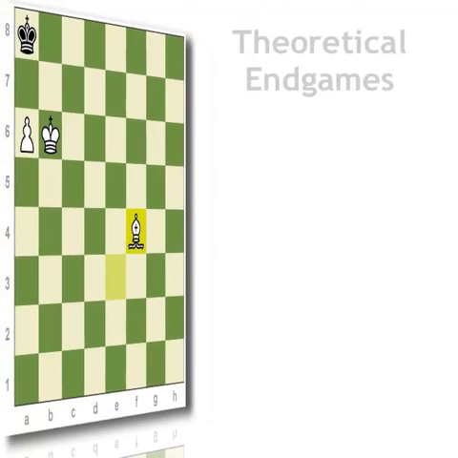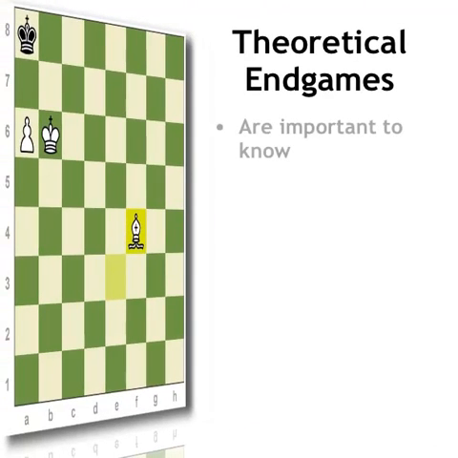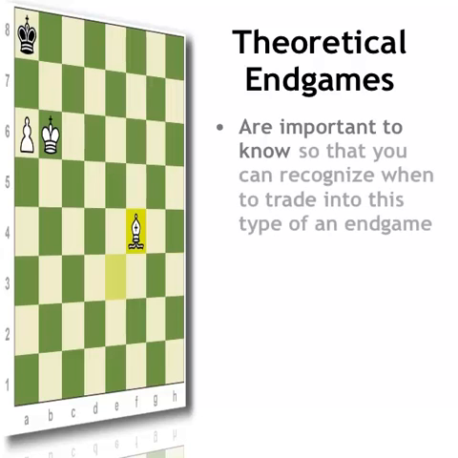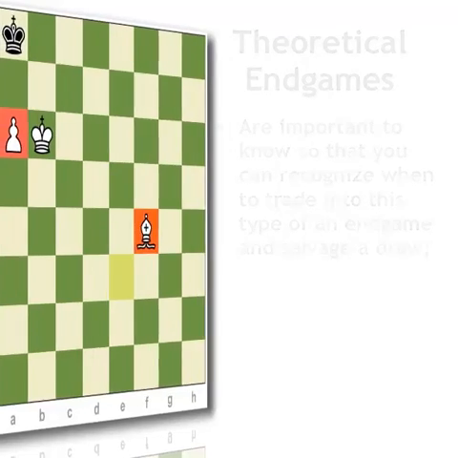Why is it important for us to learn theoretical endgames? Well, of course, let's say you are down a piece and you notice that if you are able to trade into this type of an endgame, white is up a whole piece and the pawn, it's going to be a draw. So it's really good to know these types of endgames.